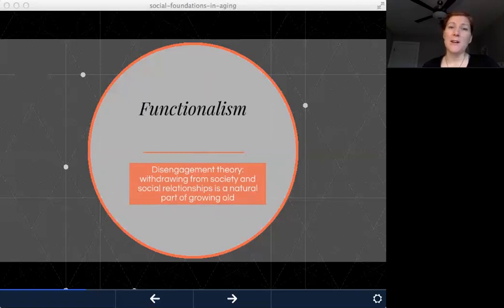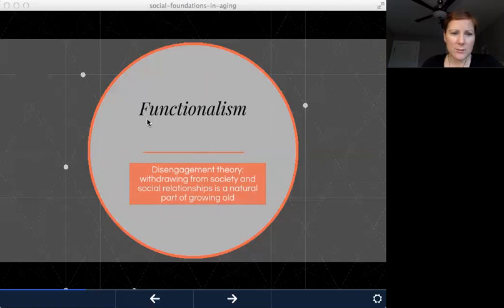Instead of separating, we need to engage more with older adults. So the disengagement theory is a little bit antiquated here. It suggests, again, that older age is this distinct stage out here that's totally different and unconnected. And that, again, is not a very modern accepted theory.